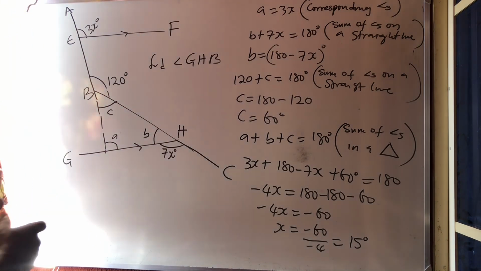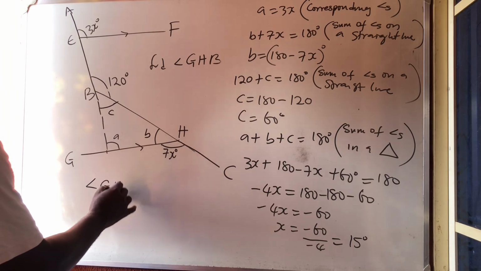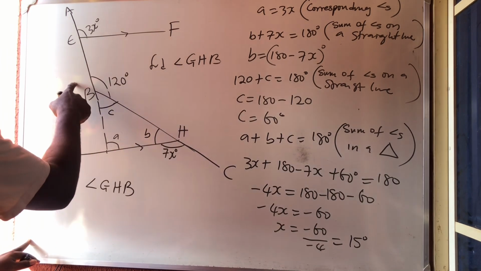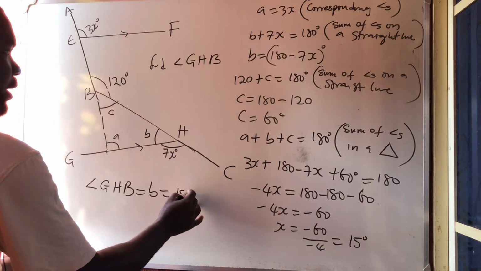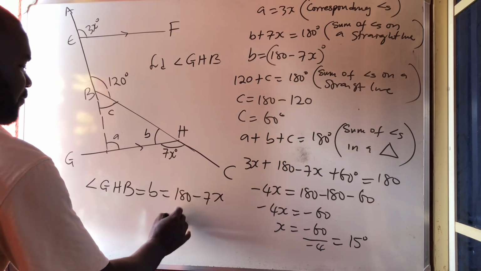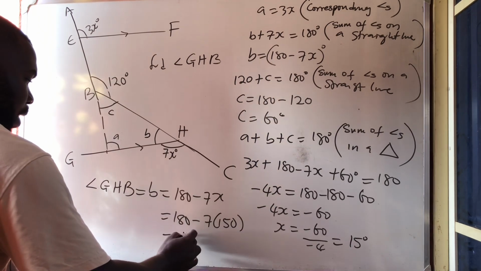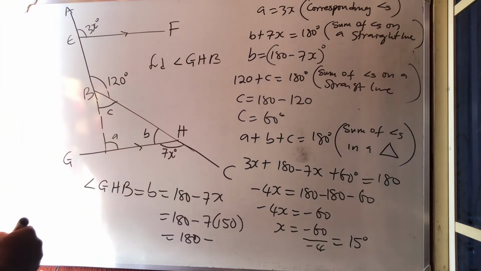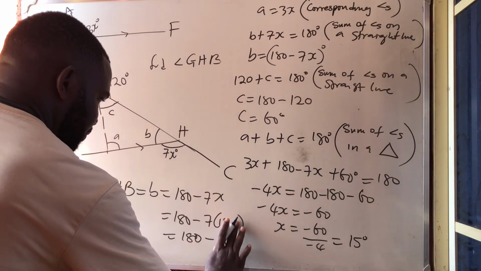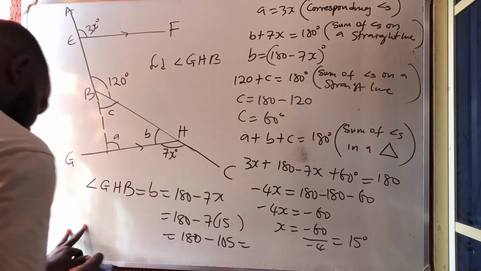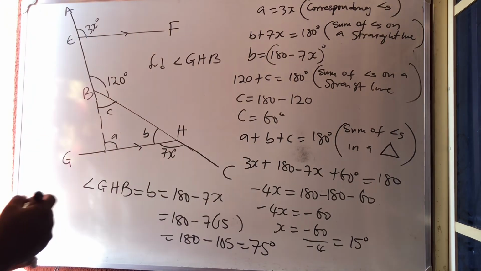That is my x. But they did say I should find angle GHB. Angle GHB, which I say is equal to B. And what did I get as my B? My B is 180 minus 7x. So therefore, 180 minus 7 times 15. So therefore, 180 minus 105. So what do you have? I have 75 degrees. As simple as that.